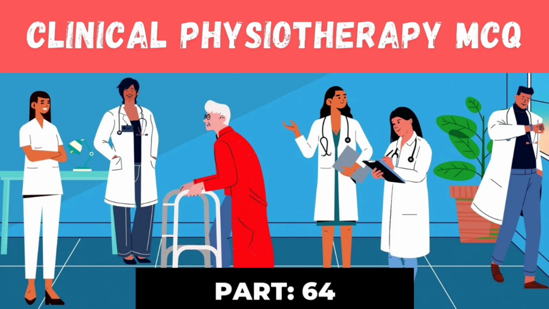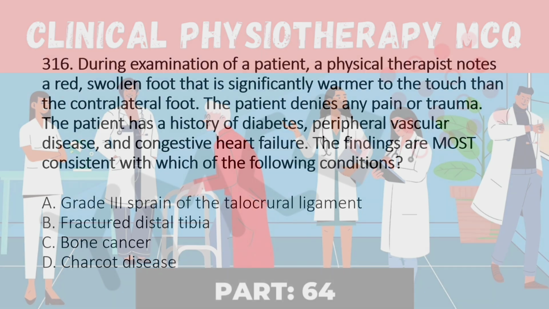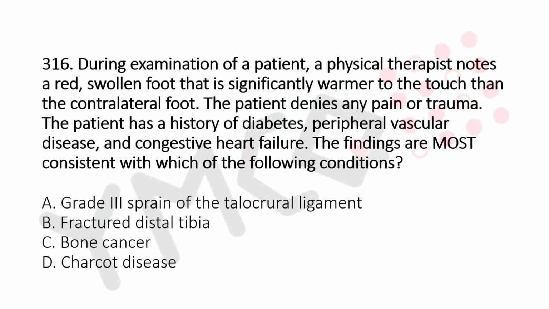Now let's move to question number 316. During examination of a patient, a physical therapist notes a red, swollen foot that is significantly warmer to the touch than the contralateral foot. The patient denies any pain or trauma. The patient has a history of diabetes, peripheral vascular disease, and congestive heart failure. The findings are most consistent with which of the following conditions?